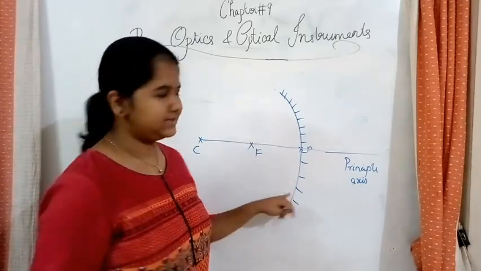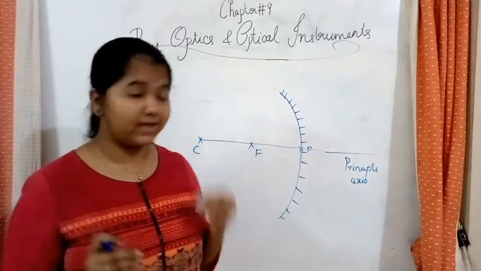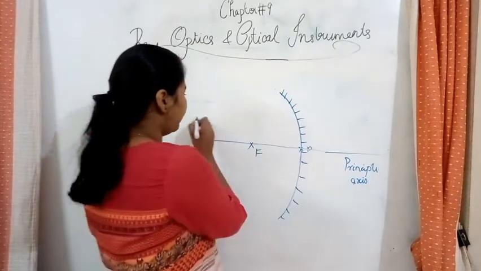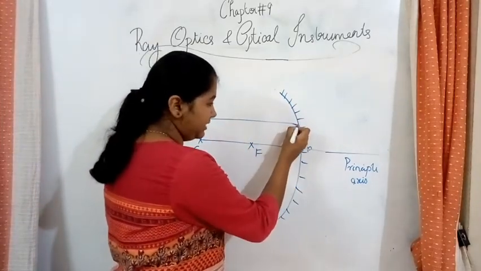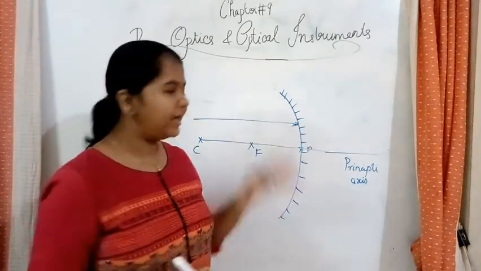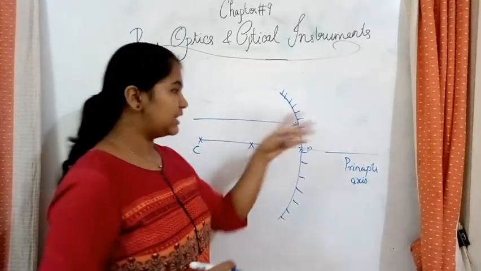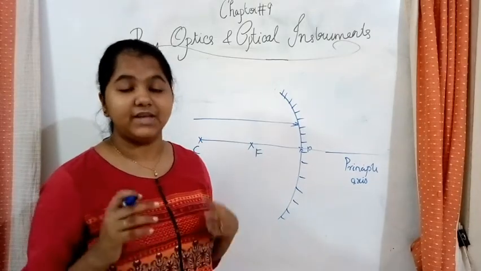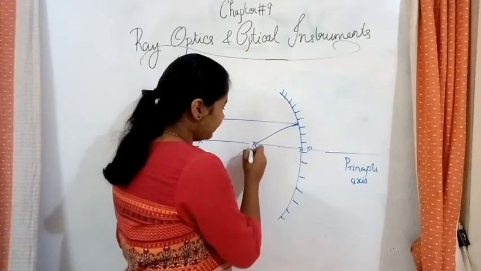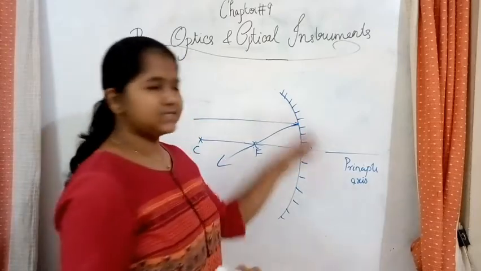And this is the reflecting surface. In the first rule, we have a light ray falling parallel to the principal axis and hitting the mirror. It should be parallel to the principal axis. If it is parallel to the principal axis, it will get reflected in such a way that the reflected ray would pass through the focus, like this. This is the first rule.